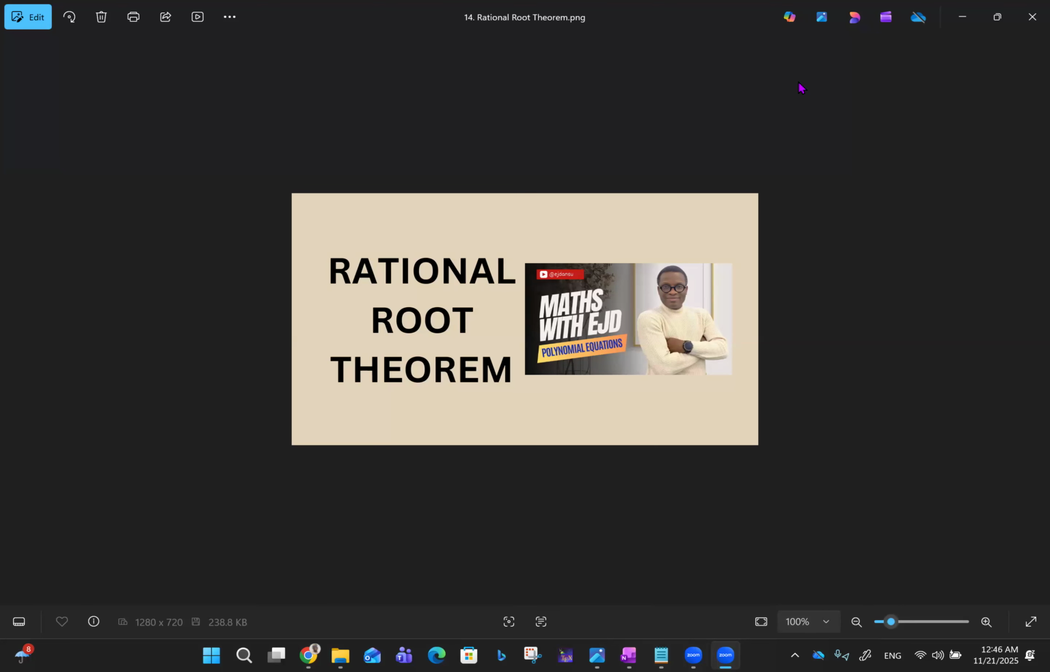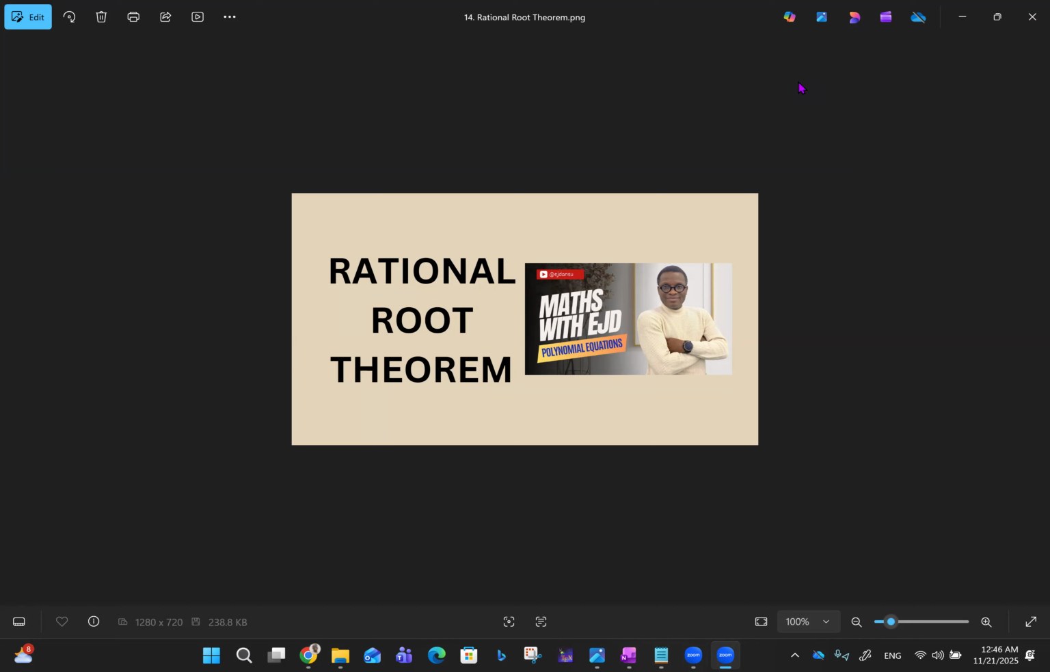Still dealing with roots as far as polynomial equations are concerned, we now move on to the rational root theorem. In the last one, we considered Vieta's formulas, which give us a way of knowing the sum and product of the roots of any polynomial. That simply tells us that even without knowing the roots, we can know their sum and their product.